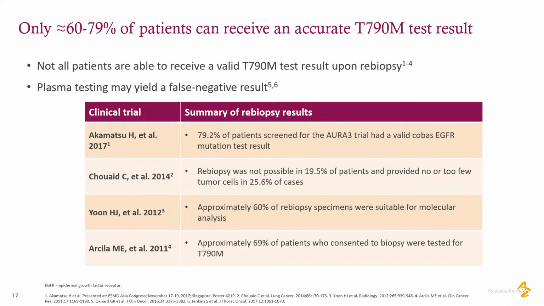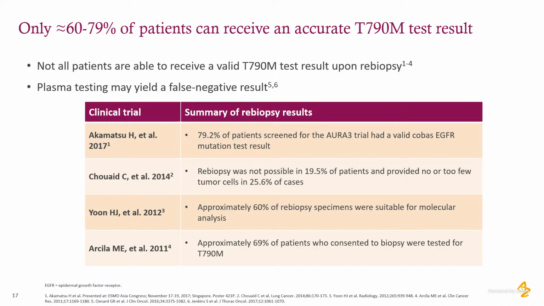So only 60 to 79% of patients can receive an accurate T790M mutation test result. Not all patients are able to receive a valid T790M test result upon rebiopsy. Insufficient tissue, not properly done, or the test not done by a reference lab. And plasma testing may yield a false negative result. So this is the summary of rebiopsy results.